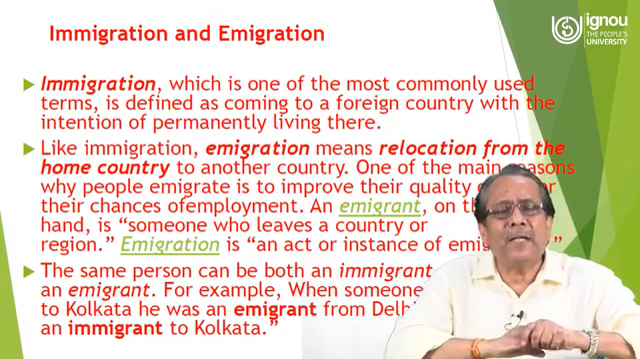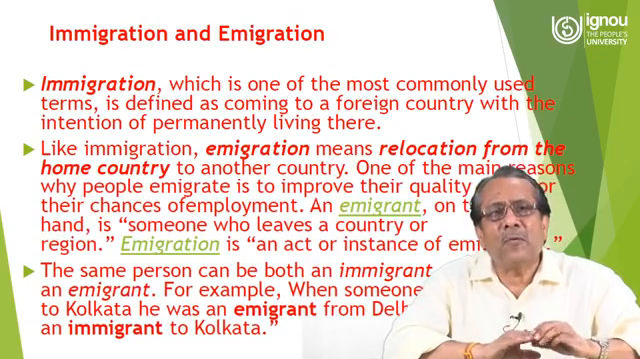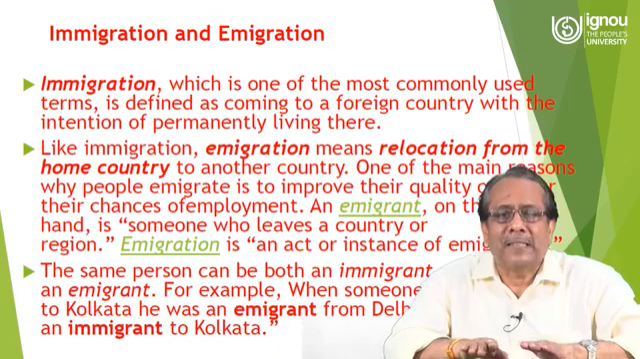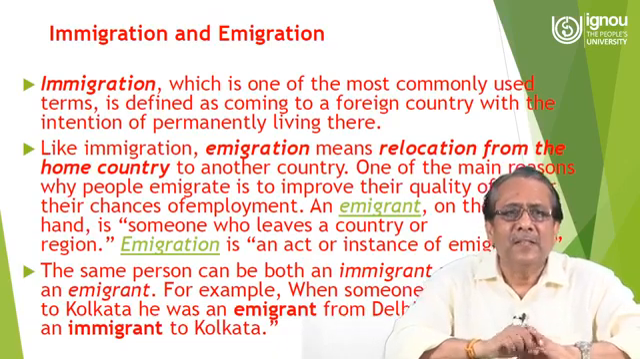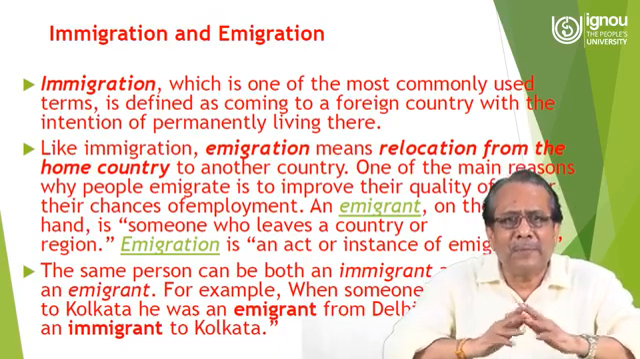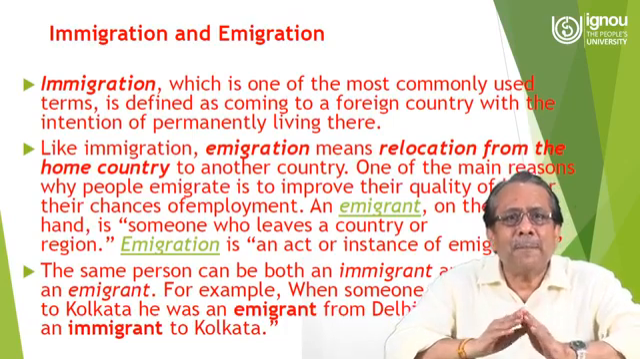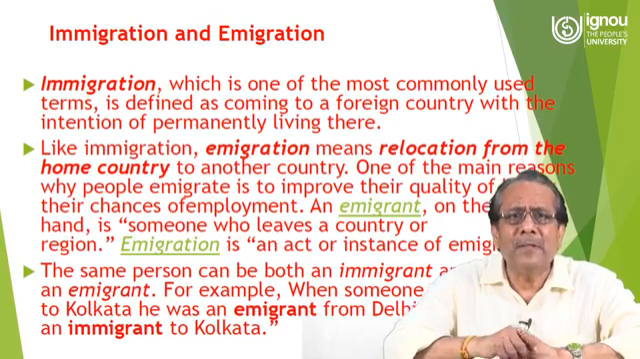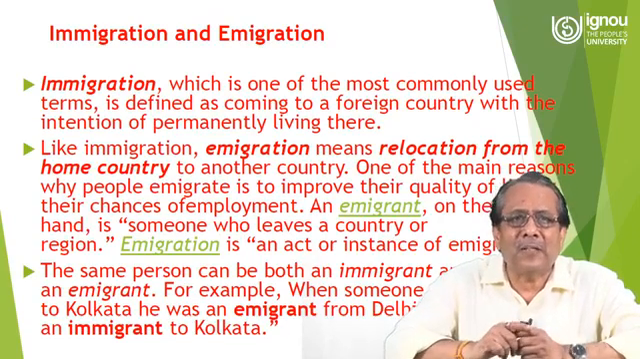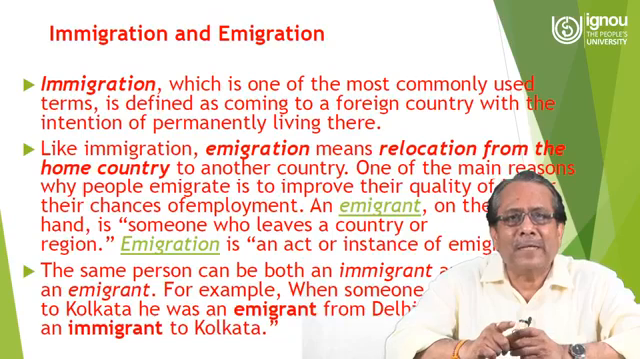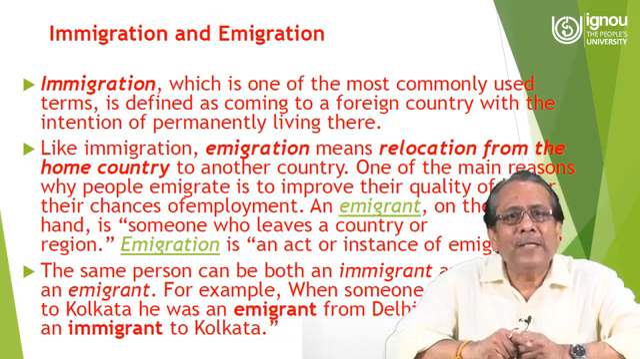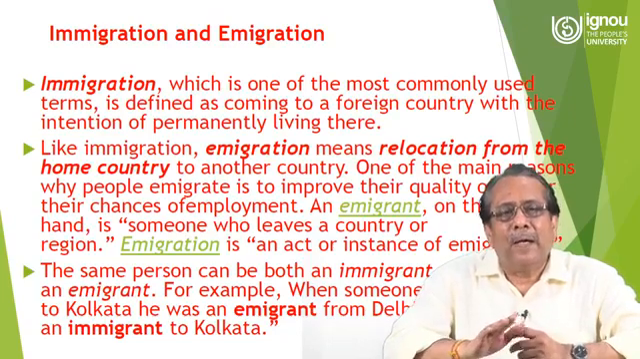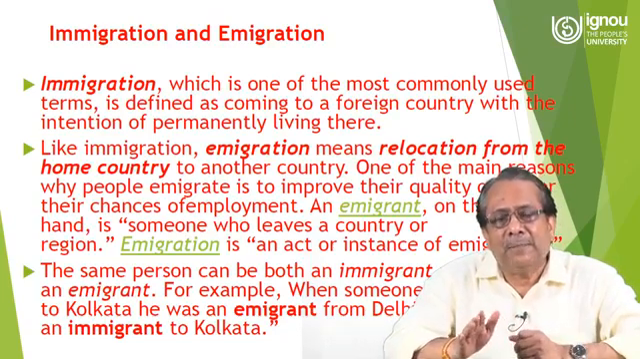So we have encountered three terms now: migration, immigration, and emigration. I believe these things are clear. This will be clearer if I give you an example. The same person may be an emigrant and an immigrant. For example, when someone moves from Delhi to Kolkata, he becomes an out-migrant from Delhi, but when he settles in Calcutta, he becomes an in-migrant in Calcutta. That is a kind of definition.